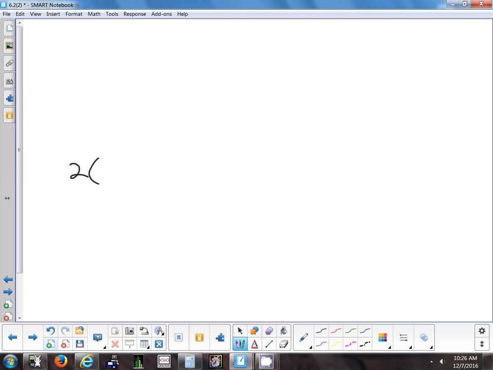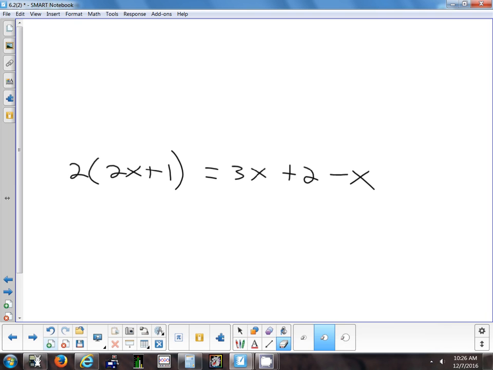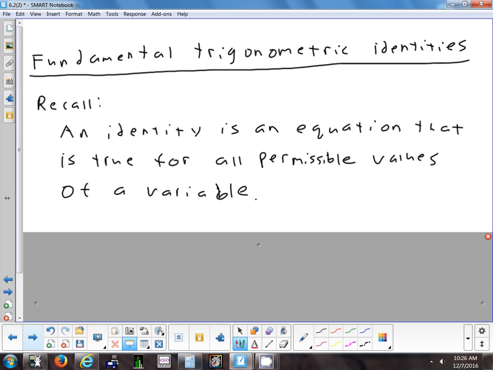So if I gave something like this, say in Algebra 1, I put that on the left, and I put, let's say, 3x plus 2 minus x on the right. If I try to solve that, I'm going to get 4x plus 2 on the left, and 4x plus 2 on the right. So what values of x work in this equation? Any value. Okay? So an identity is an equation that is always true.